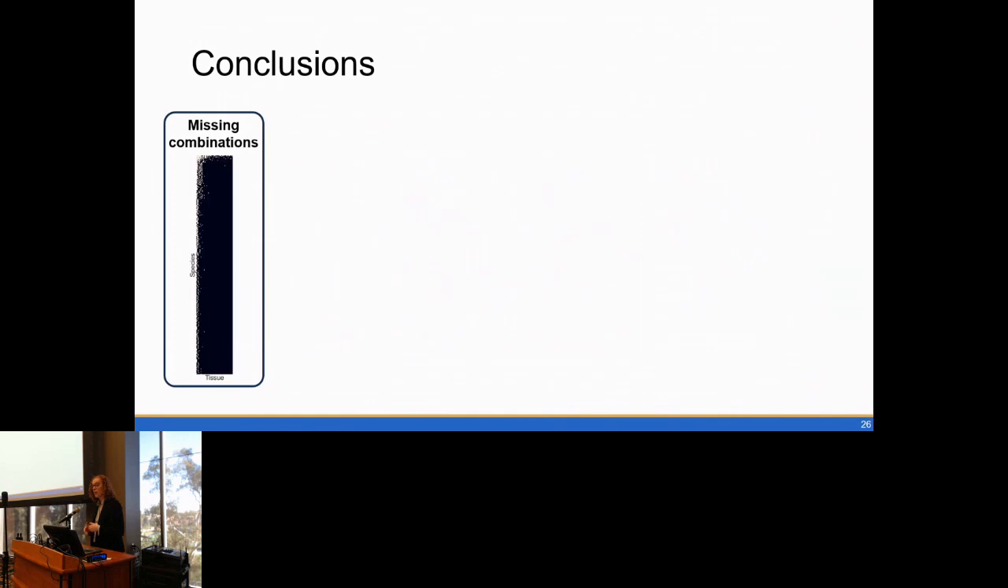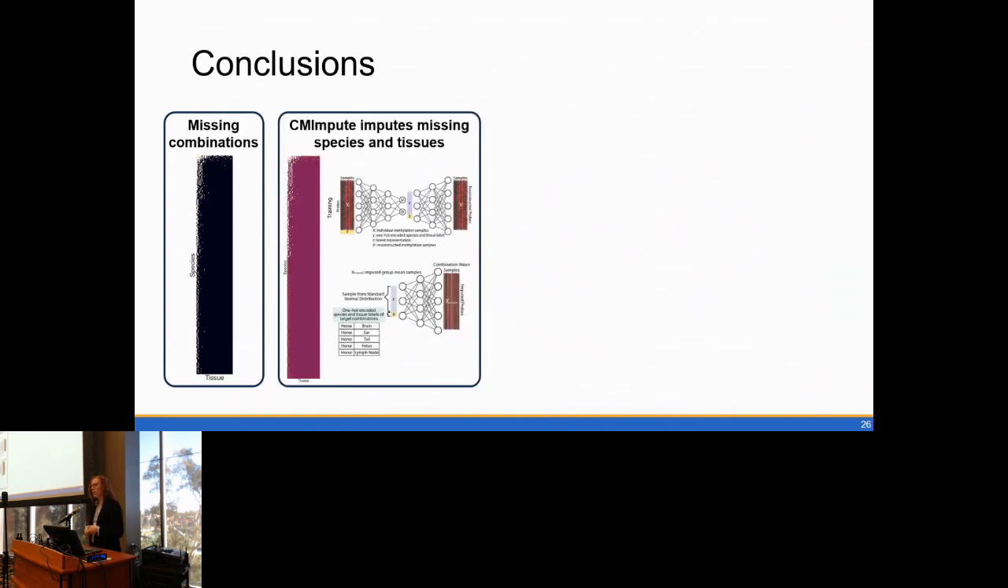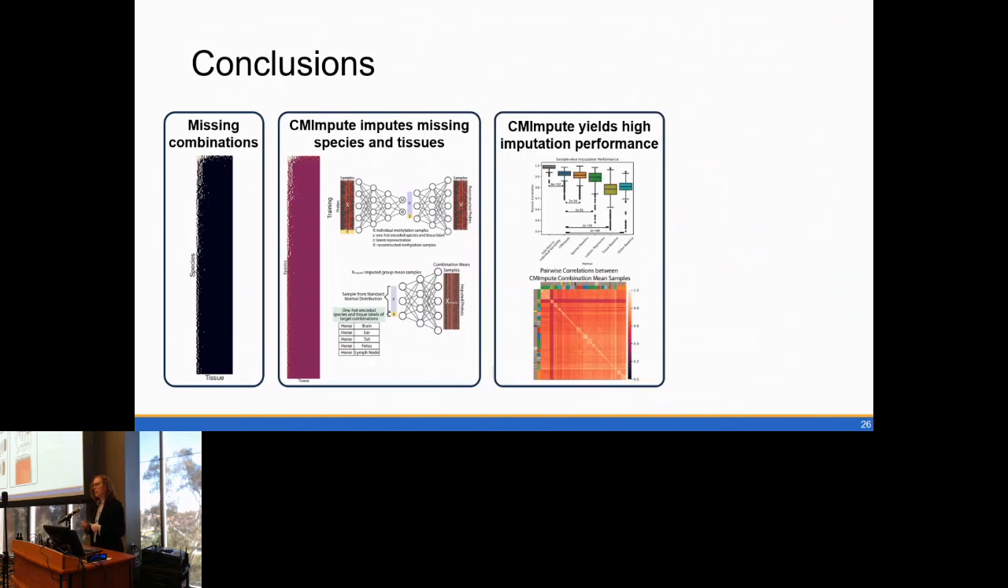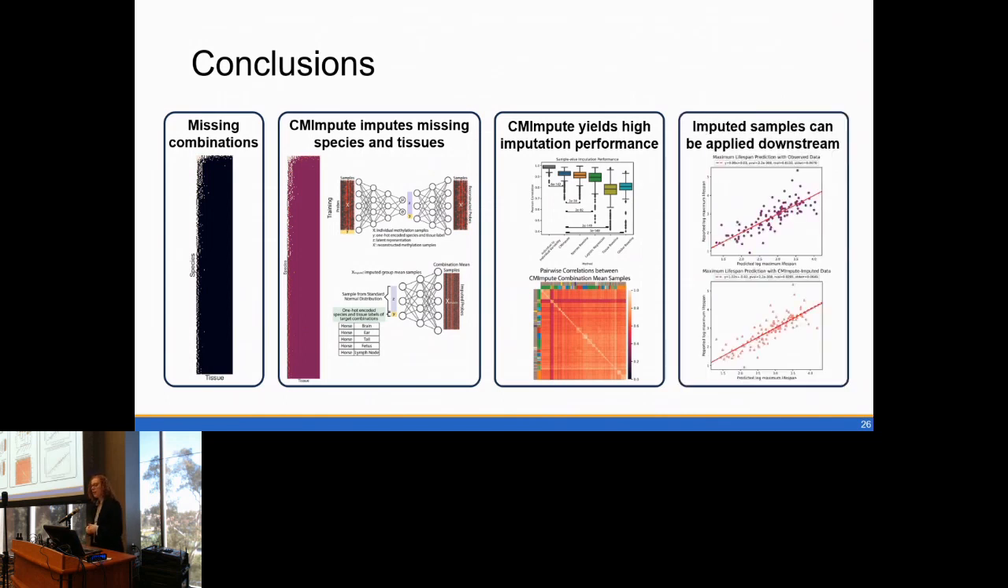In conclusion, the development of the mammalian methylation array greatly expanded the amount of cross-species methylation data we have available, but left gaps in the species and tissues. Thus, we developed CM-impute, which uses a conditional variational autoencoder to impute the missing species and tissue combinations. CM-impute yields high imputation accuracy and maintains species and tissue characteristics that we would expect based on the observed data. And finally, the imputed combination mean samples can be applied to downstream analyses, such as predicting maximum lifespan.